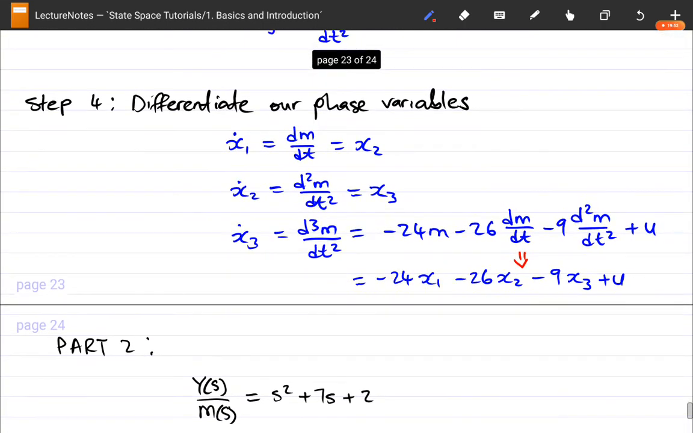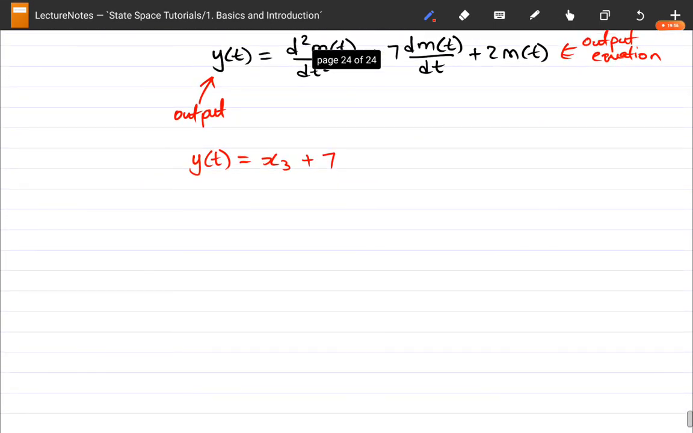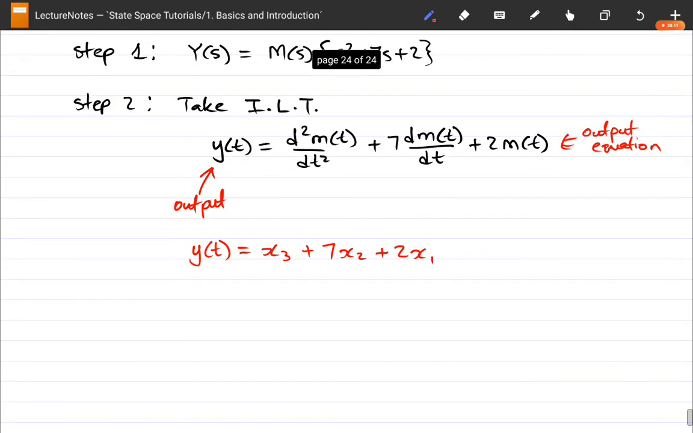Remember that second derivative is x3, so I can write this as x3 plus 7. The first derivative, isn't that x2? Yes, it is. It's x2. So that's x2 plus 2m, m of t was just x1. And just like that, we have our output equation. So that means we don't have to do steps 3, 4, and 5. Well, we're going to have to do 5, but it's not going to be part of part 1 or part 2.